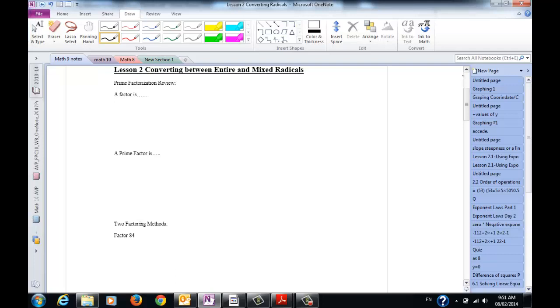So today we are looking at our second lesson from the radicals unit, and we're going to convert between entire and mixed radicals. Just as a reminder, a factor is a number that divides evenly into another number.